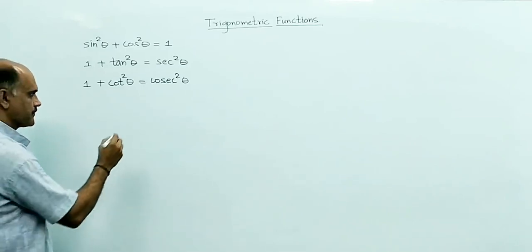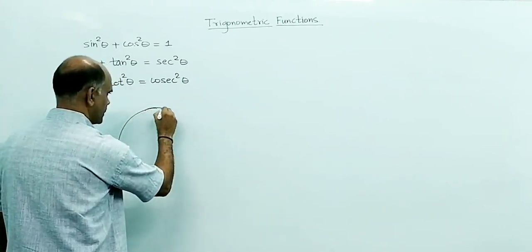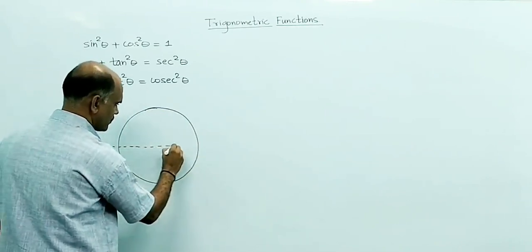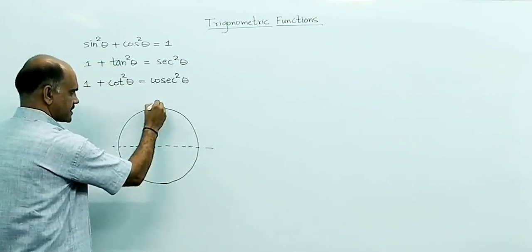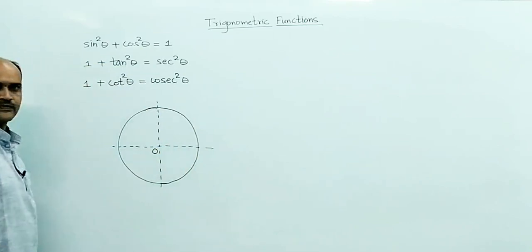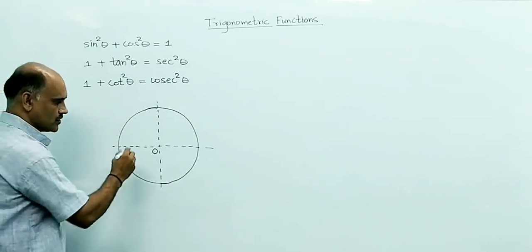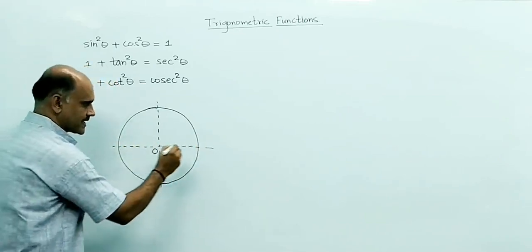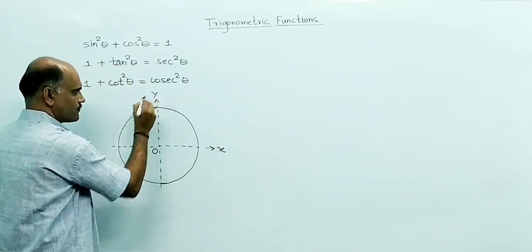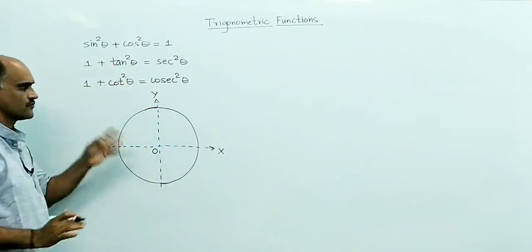First I will take a circle. There is a circle with the center O and radius R, or here we take it as 1 unit. We take O as the origin, and this as the x axis and this as the y axis.